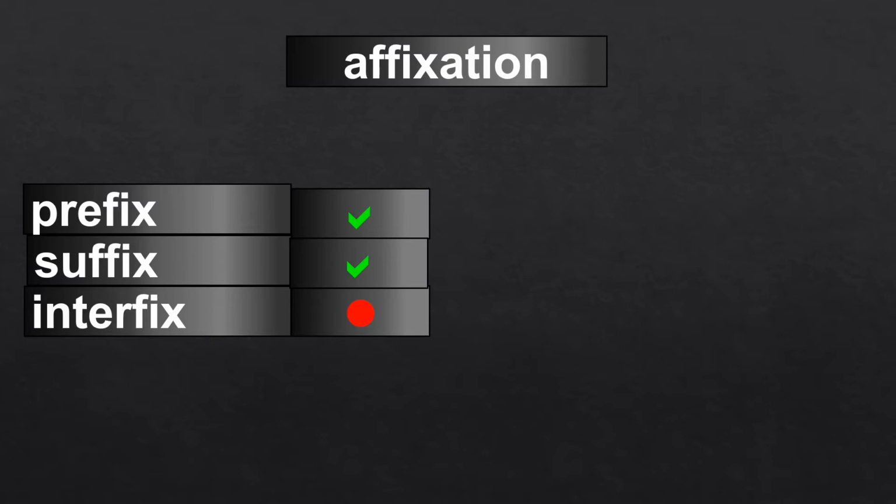This lesson is going to focus on affixation. So affixation includes prefix. So prefix is adding letters or words to the front of a verb, so before the verb. We also have suffix, which is adding the letter or words to the end of the verb. We have interfix, which is adding a letter between two verbs. But this lesson is going to focus on prefix and suffix. Interfix will come in another lesson.